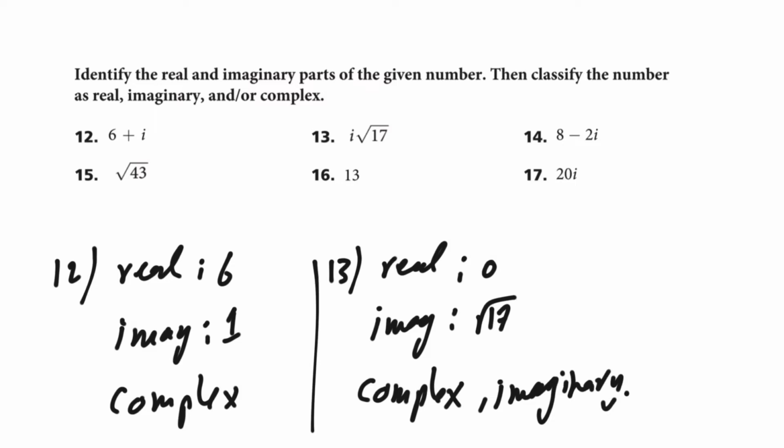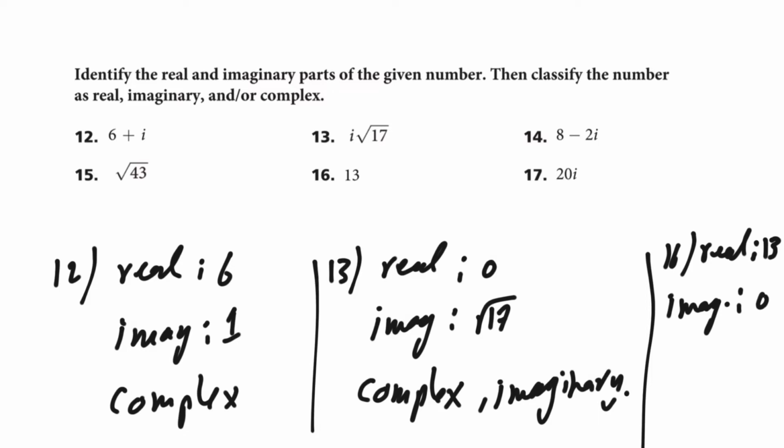For number 16, the real part is 13 and the imaginary is 0. We don't have i, and it belongs to the complex set by default and to the real set because we don't have i.